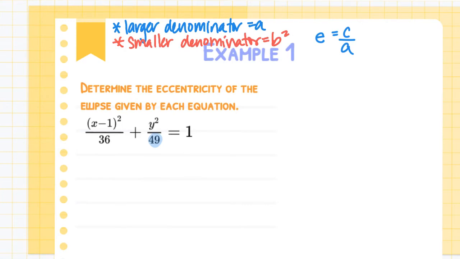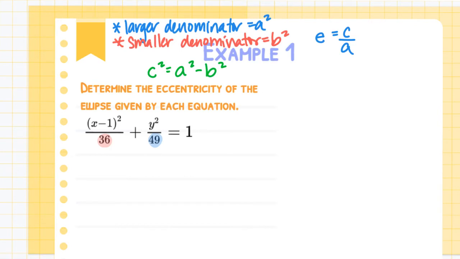And I actually have to clarify that your larger denominator isn't a, it's actually a squared. And your smaller denominator isn't just b, it's actually b squared. And then we also had a formula that helped us determine c. And that formula was c squared equals a squared minus b squared.